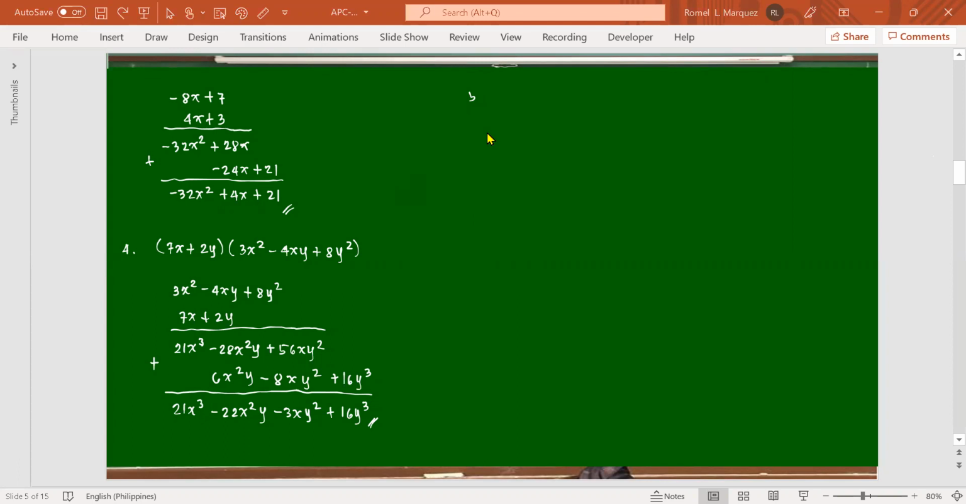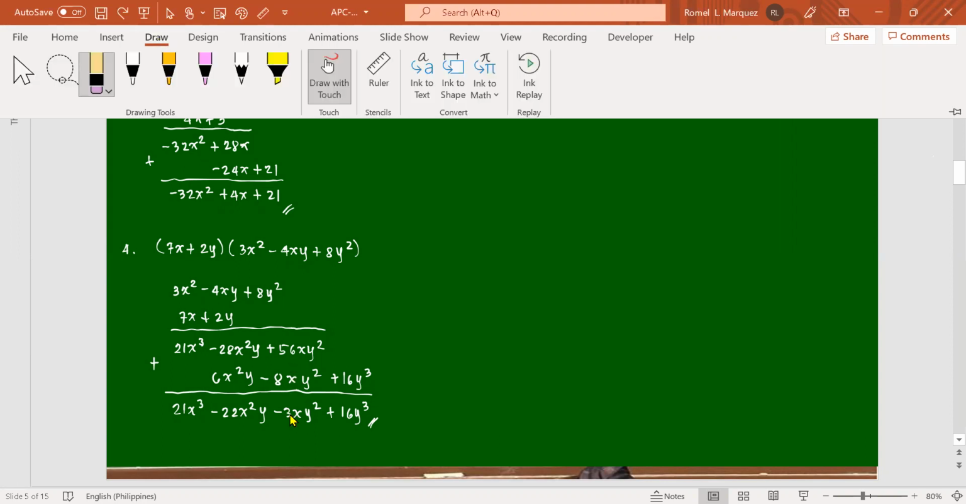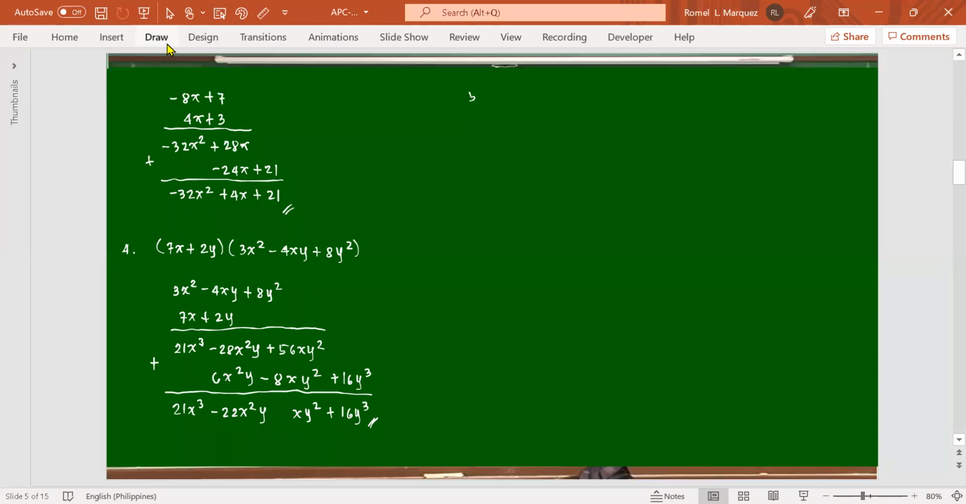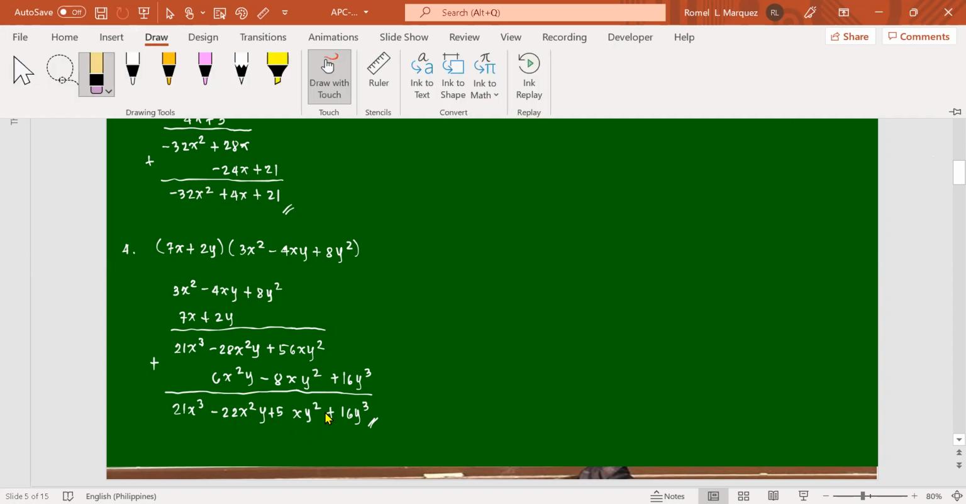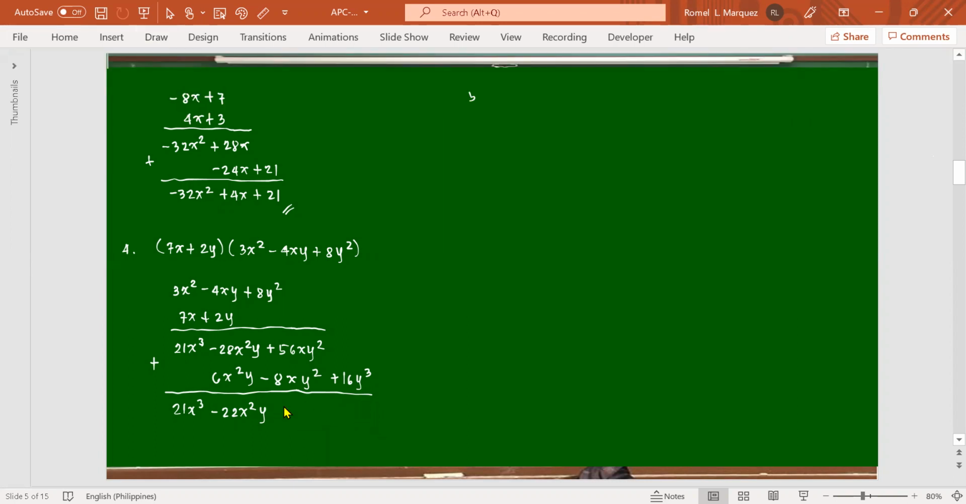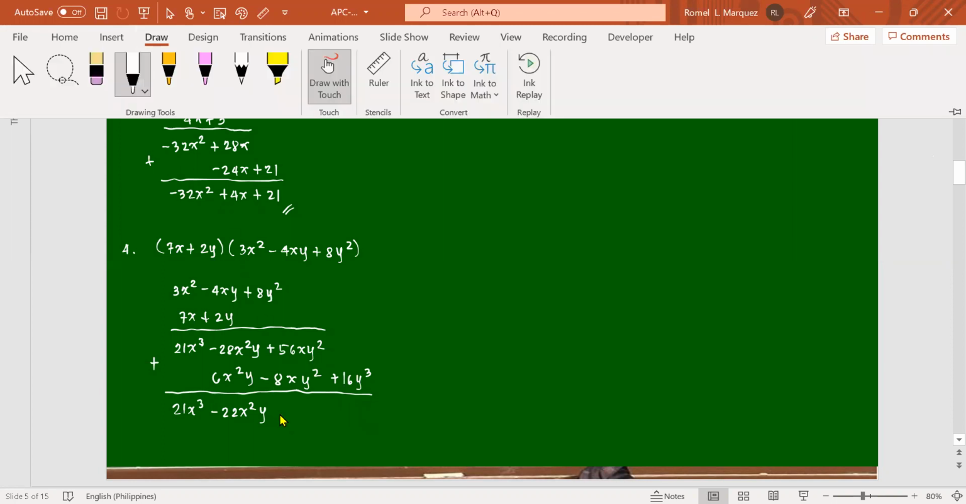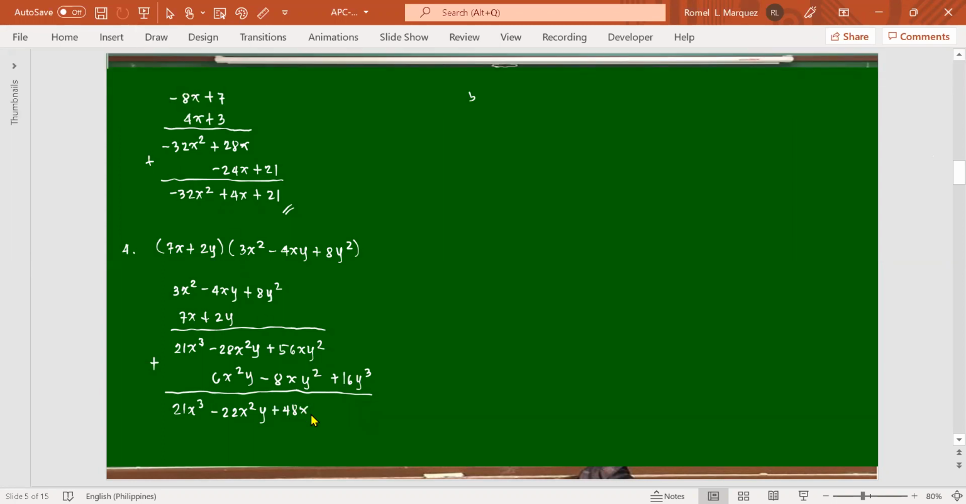Children? Sir, may mali ba ako? Hindi po. Mali nga ako, no? 56 to, no? 56. Ang tingin ko lang 5. Kaya titingnan nyo yung sinusulat ko, ha? Kasi hindi ko masyadong kita. Maliit kasi ang laptop, unlike pag blackboard. Positive what ano yan? 48. Positive 48 po. Plus 16y. Okay.